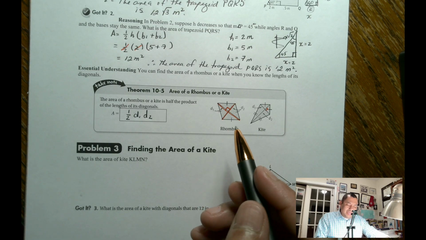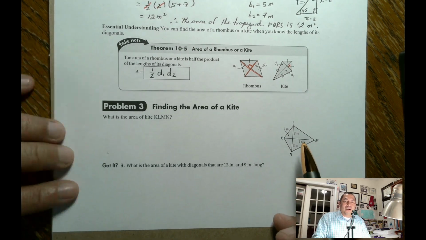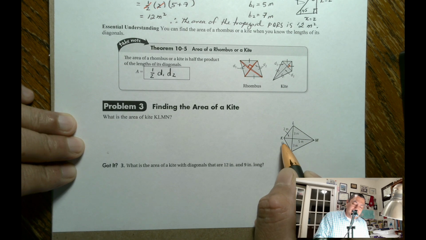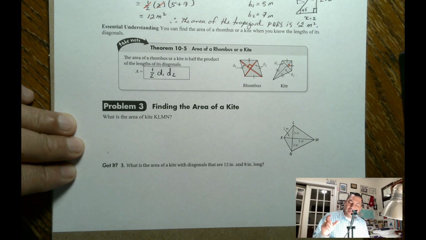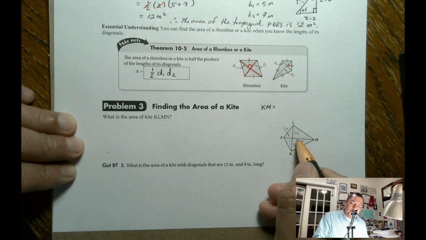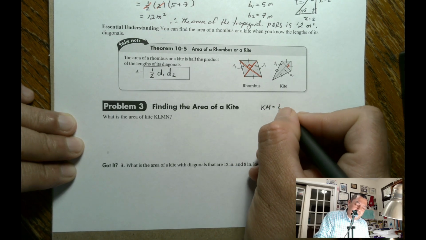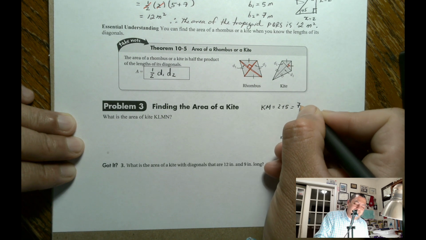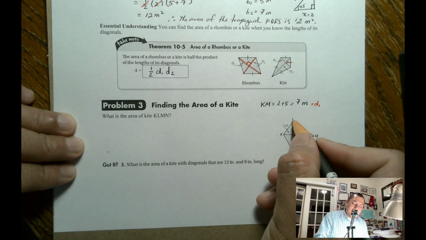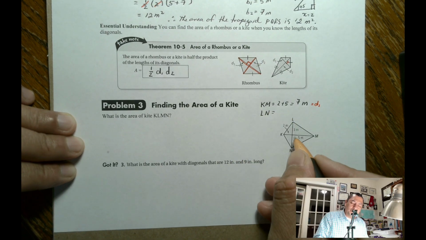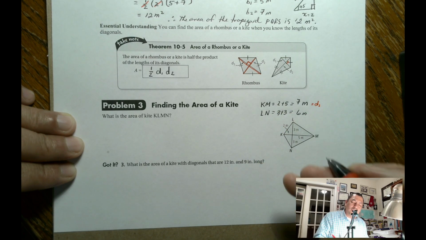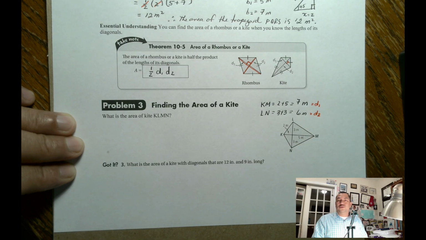So example number 3, we're going to find the area of a kite. So I have a kite. Look at this diagonal LN, and I have KM. Now, in this case, I'm going to do KM. KM is equal to 2 plus 5, which is equal to 7 meters. And this is going to be my diagonal 1. Now, LN is equal to 3 plus 3, which is equal to 6 meters. And this is going to be my diagonal 2.